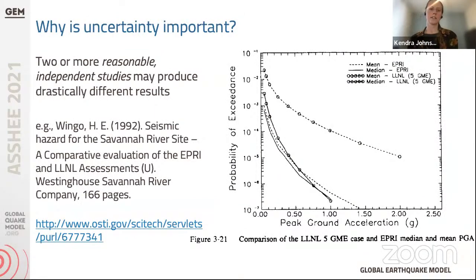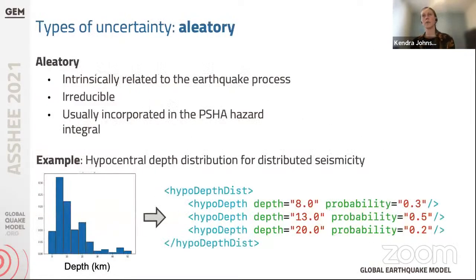There are many instances that we can look at from the past where there have been two or more reasonable independent studies of PSHA that produce drastically different results. So here I'm showing an example where the EPRI and LLNL have computed very different hazard for a specific site. And so we look for some sort of a method to allow us to use the different assumptions that both studies made and incorporate them into our calculations. And so the first type of uncertainty we need to account for is aleatory uncertainty.